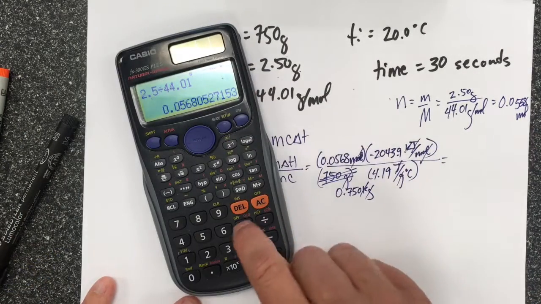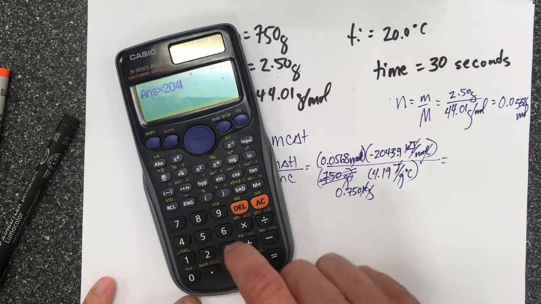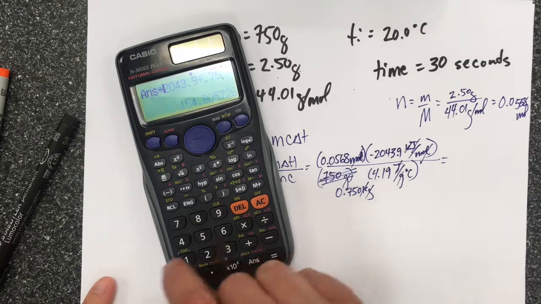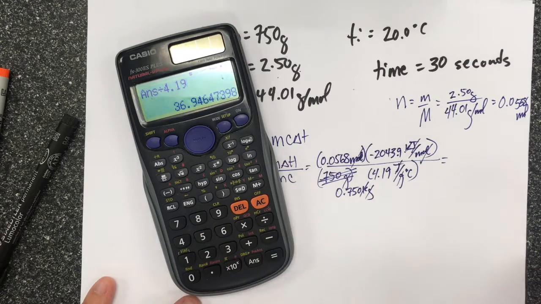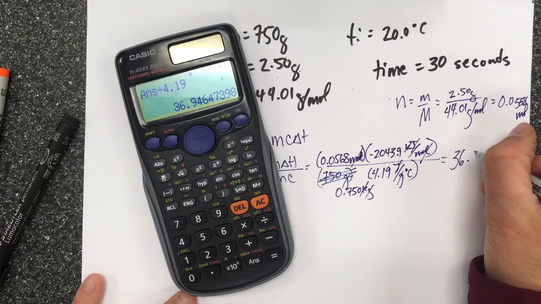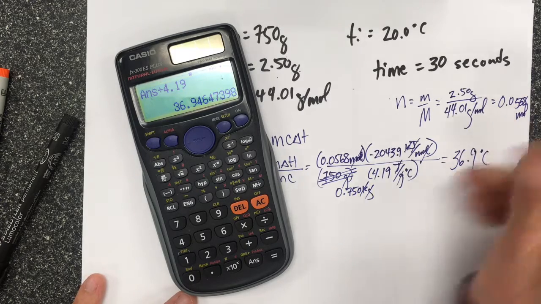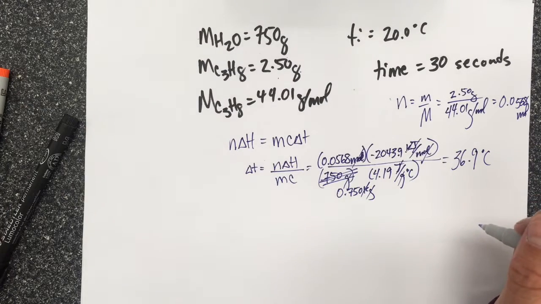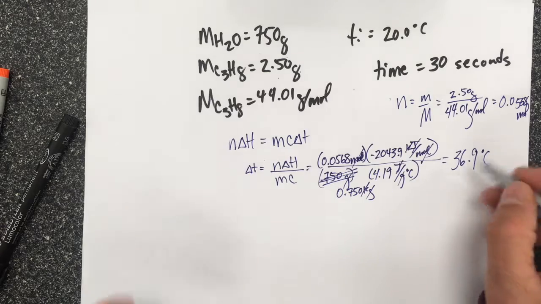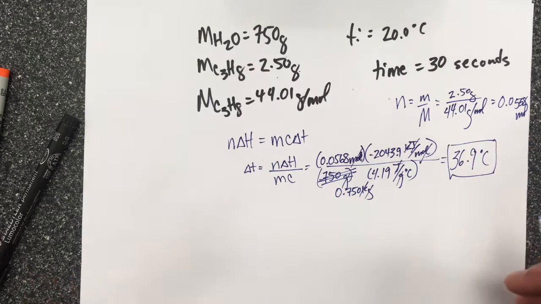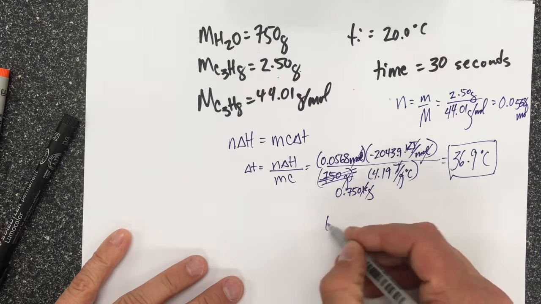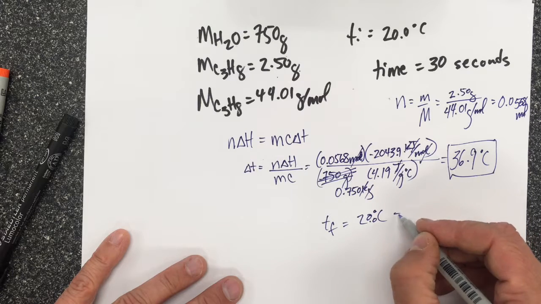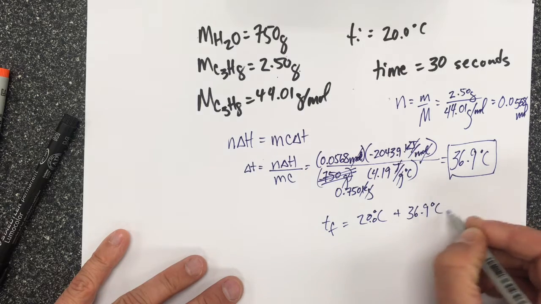So I'm going to put that into my calculator. And the change in temperature should be 36.9 degrees Celsius. Now, the change, though, is because of an exothermic process. So this is how much hotter the water is than it was before. So the T final is going to be 20.0 degrees Celsius plus 36.9 degrees Celsius.